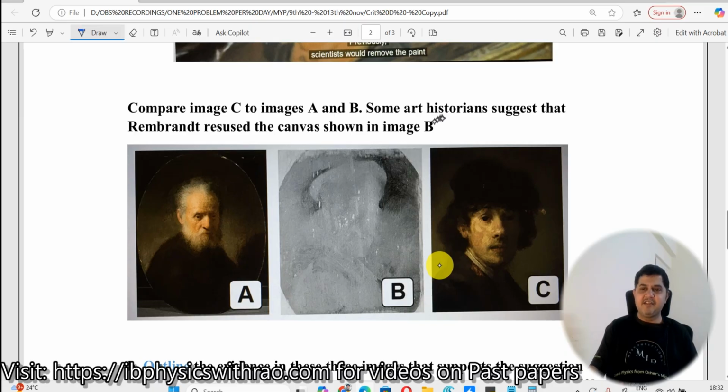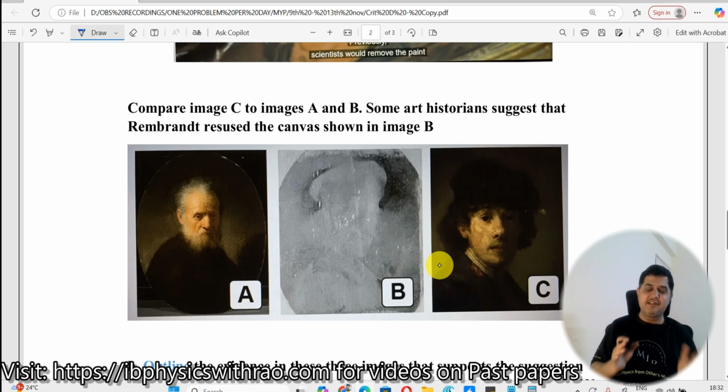Maybe it appears that the background, that's what it says. Some art historians suggest that Rembrandt reused the canvas shown in image. Okay, this is the canvas that he had. He first painted something and then he removed that one and then put across a new painting on the canvas. That's what has been said. Okay, now how do you prove it with the current science and technology? That's a question. Wonderful, right?